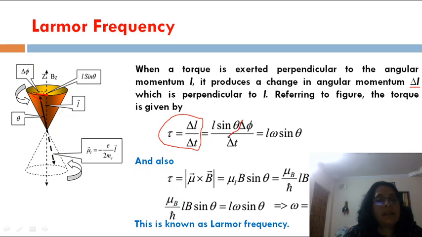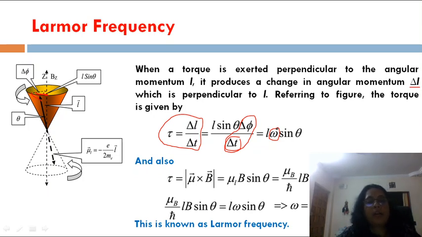Now d phi is the angular or circular displacement, and dt is time. Therefore the ratio we can write as angular velocity. Angular displacement divided by time gives angular velocity, and thus it is L omega sin theta. What is torque? Torque is the force along the circular direction. So when the external magnetic field is applied, whatever force is acting is taken to be L omega sin theta.